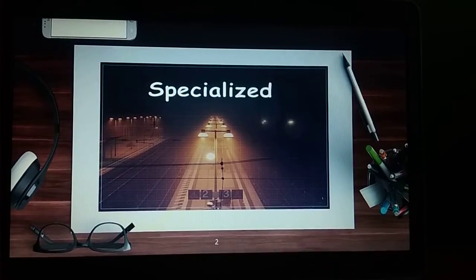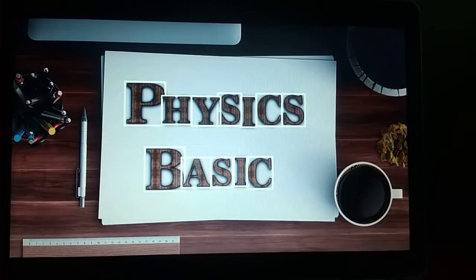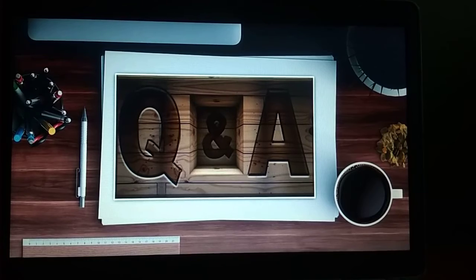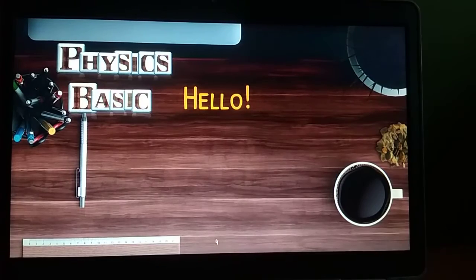So, in our last video, we studied the basic concepts of velocity, average velocity, speed and all these things. Now in this video, we will apply those basic concepts to solve numericals and some question answers which are related to the basic concepts of velocity and speed. So let's begin the class.